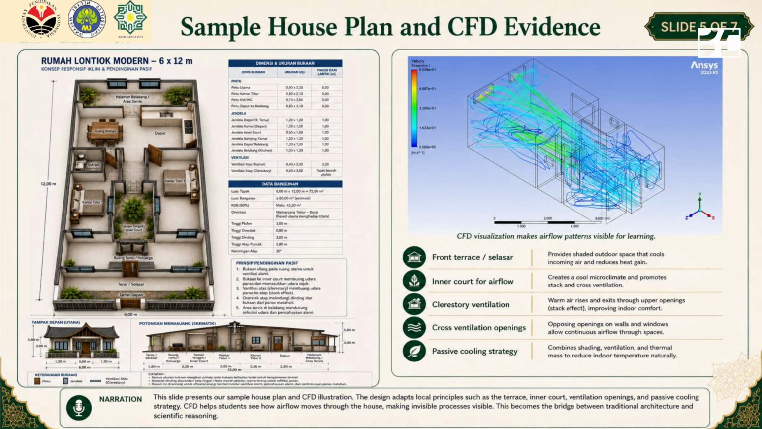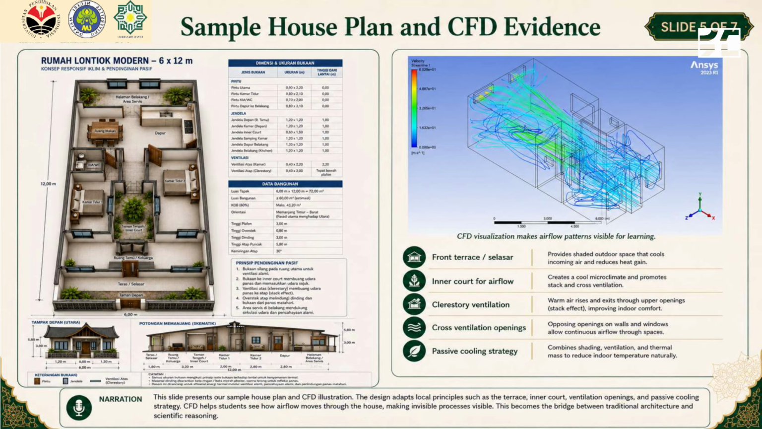It's not intended to fully replicate the traditional house, but to adapt its core principles for contemporary learning and sustainable design. The house plan includes several passive cooling elements. Look at the front of the house. We have a design, the front terrace, or we call it salasar, and it functions as a shaded transition space, helping to reduce heat before air enters the indoor area.